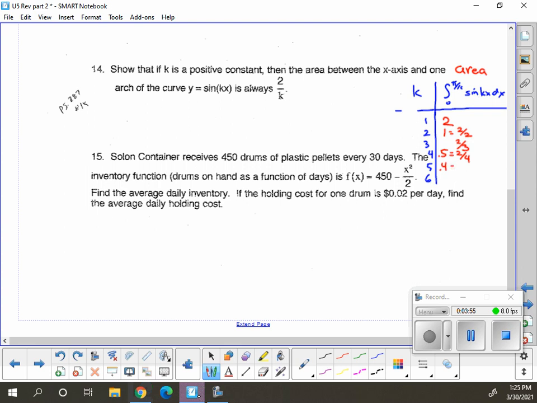0.4, which is 4/10, or 2/5. So we get 2 over 1, 2 over 2, 2 over 3, 2 over 4, 2 over 5. And if we continue on to k, dot, dot, dot, we're going to get 2 over k. There's a more sophisticated analytical description we can give, but hopefully that's a good enough explanation for you.